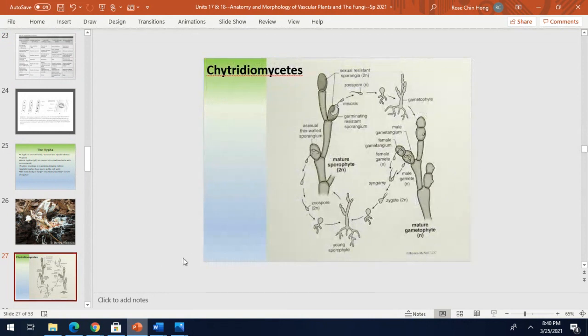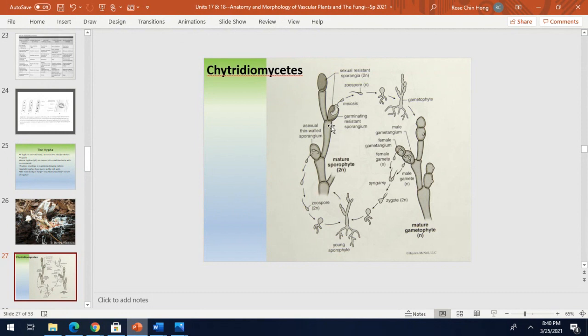So let's go back to chytridiomycetes. This is our alternation of generations, where let's start from the mature sporophyte. So this is 2N. Asexually, they can reproduce using the thin-walled sporangium, where they form the zoospores, which are 2N because they are from the sporophyte. And then these zoospores will germinate to develop into a young sporophyte. Okay, so then it goes again in that cycle.